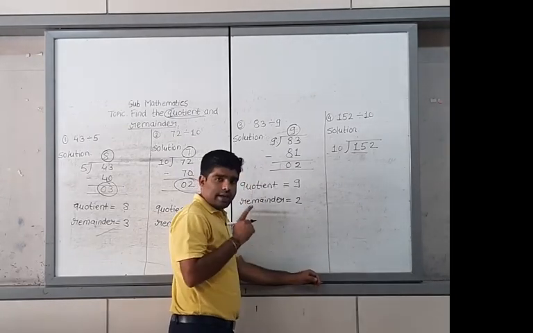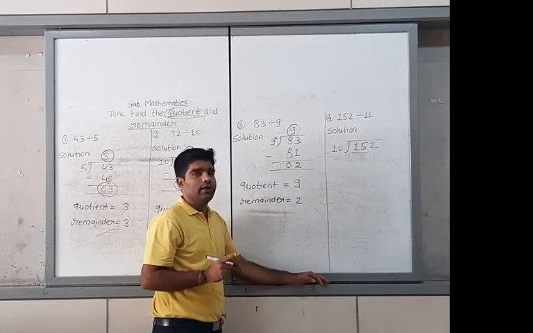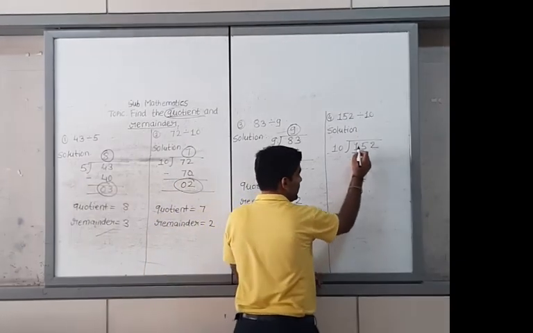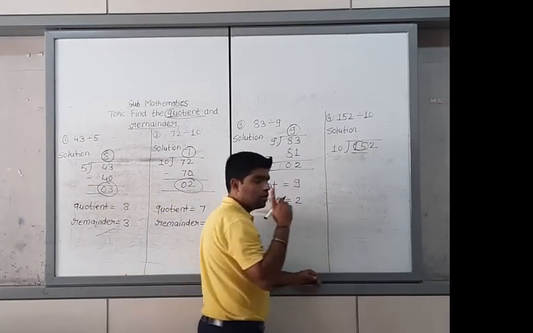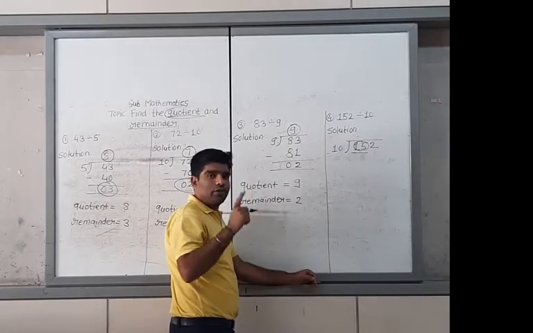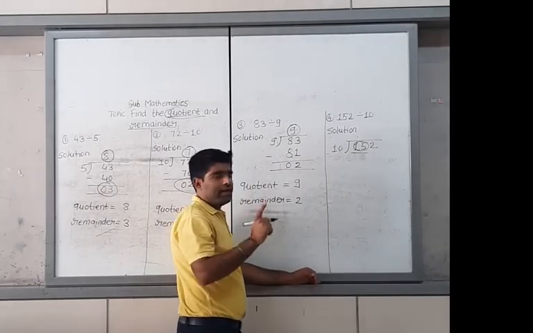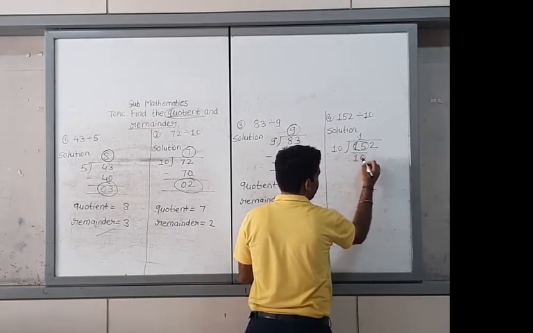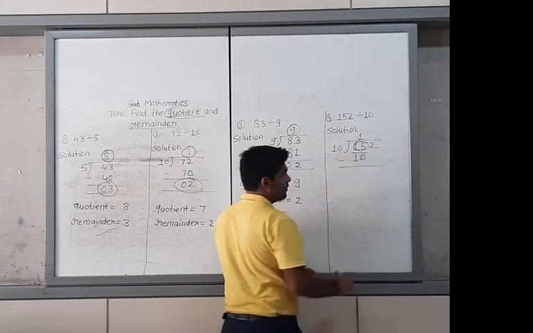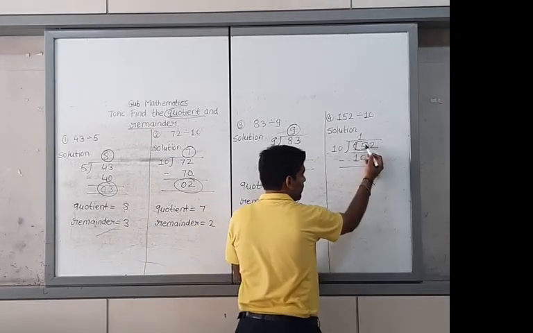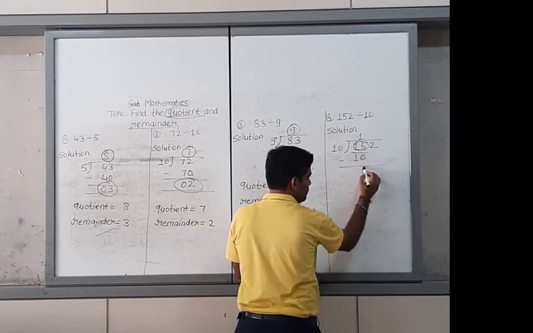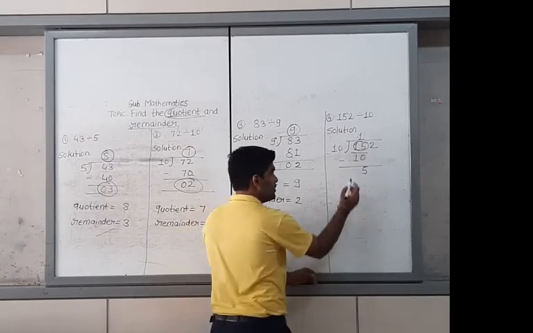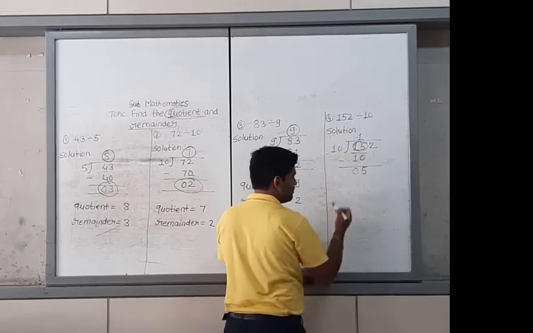Now listen here. 10 ones are 10, 10 twos are 20, but 20 is greater than 15. It means that we have to use only 1. 10 ones are 10. Now we have to solve it. 5 minus 0 is 5. 1 minus 1 is 0.